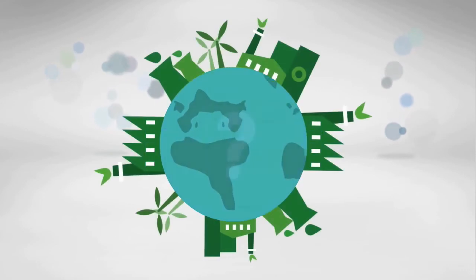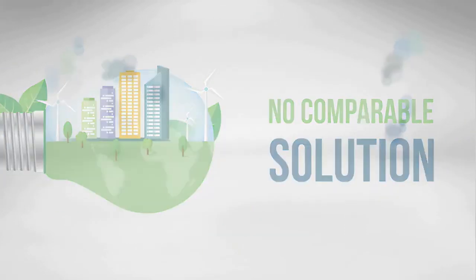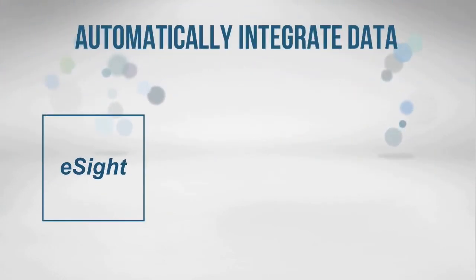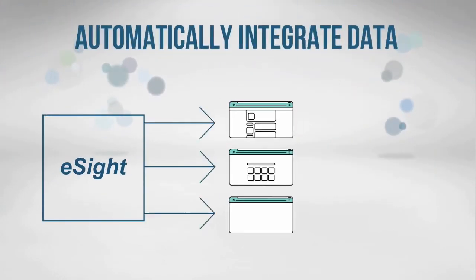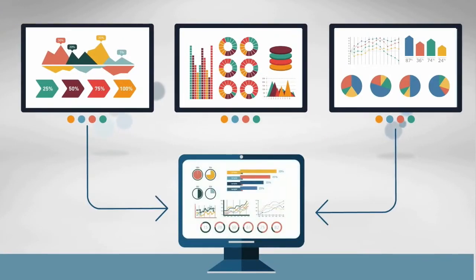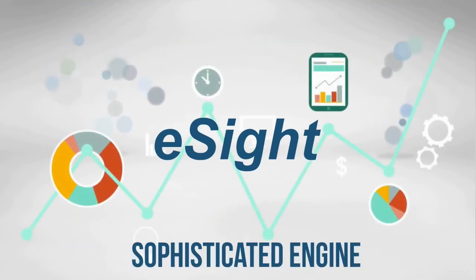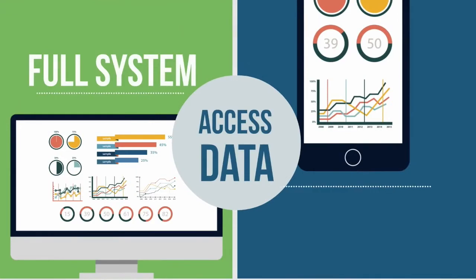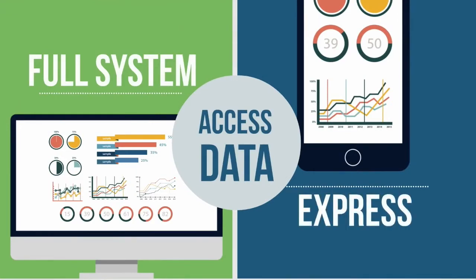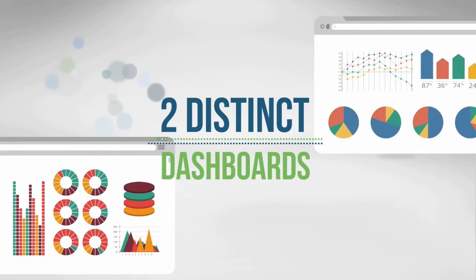Why do so many companies choose eSite? Because there is no other solution that is comparable. Able to automatically integrate data from virtually any type of system, eSite has been designed so that you can tailor what you use to what you need. Each area of eSite includes a sophisticated engine for targeted energy management. Users can access data through our full system or through our simplified Express interface. eSite also offers 2 distinct dashboards to meet different reporting needs.